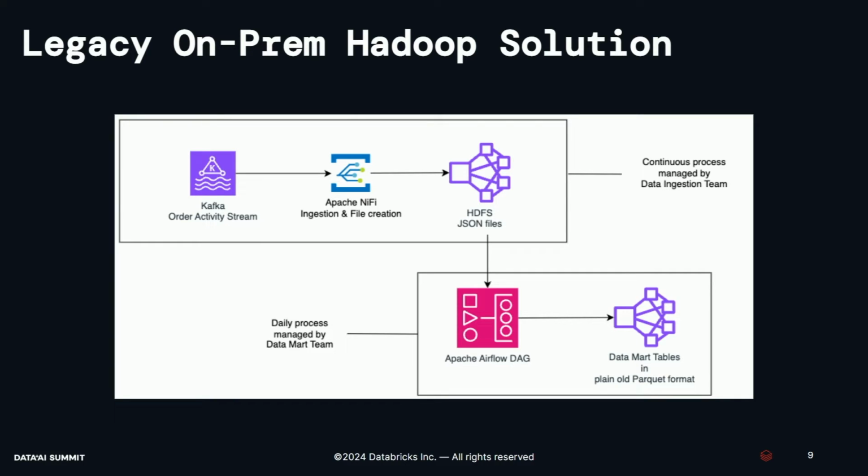So starting out just with an overview of our legacy Hadoop solution, you'll notice that there are 2 distinct parts of this solution. There is a flow or a section that is managed by our in-house data ingestion team, and then there is a section that is managed by us, the data mart team. Essentially, the in-house data ingestion team would read the Kafka order activity stream. They would then use NiFi to ingest and create files that were then processed in a daily batch job in Apache Airflow, and then ultimately output into our final data mart tables by our team.